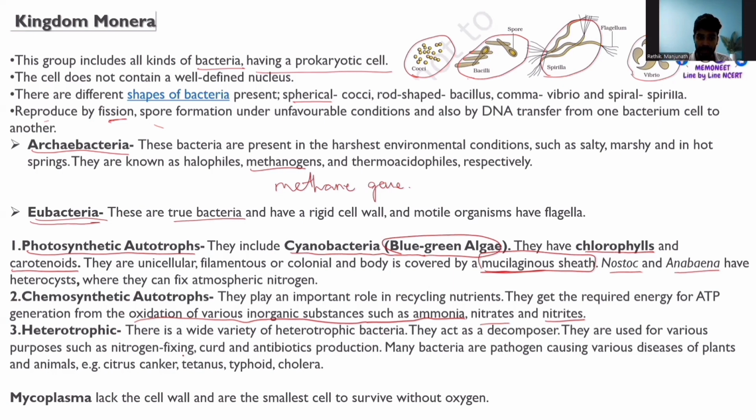For example, citrus canker, tetanus, typhoid, and cholera, as you can see. These diseases are caused by heterotrophic bacteria. The last one is the mycoplasma. Mycoplasma lack a cell wall, and they are the smallest bacteria, which can even survive without oxygen. So this was regarding the kingdom Monera.